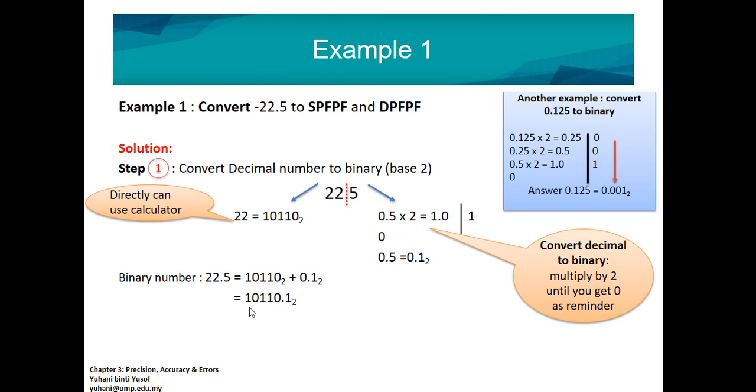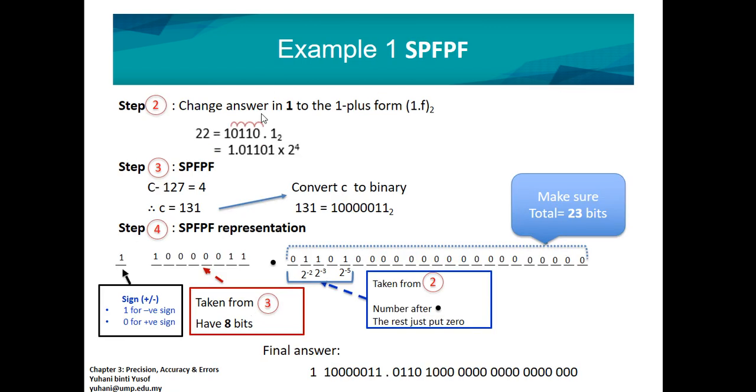Okay, so what we need to do is you move the point until you got 1 plus 4. So you will see here 1 2 3 4. So 1.01101 times 2 to the power of 4, because you're moving 4. Okay, this value represents the value of C minus 127.